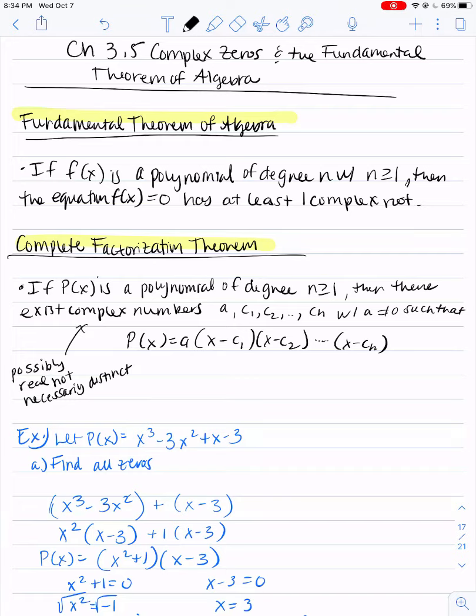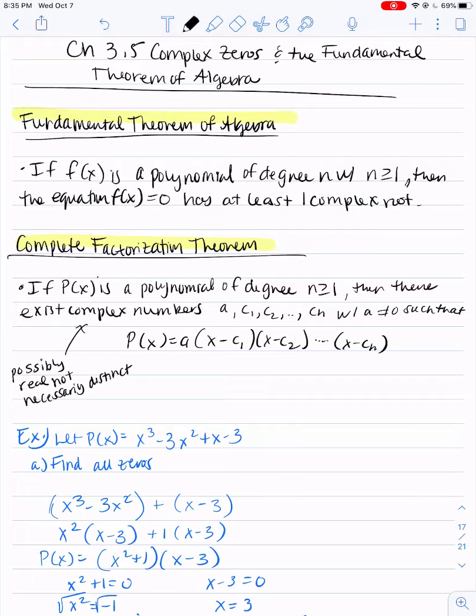In this video, we'll be going over Chapter 3.5, Complex Zeros, and the Fundamental Theorem of Algebra. The fundamental theorem of algebra says that if f of x is a polynomial of degree n, with n greater than or equal to 1, then the equation f of x equals 0 has at least one complex root.